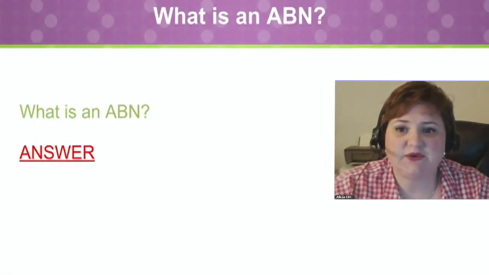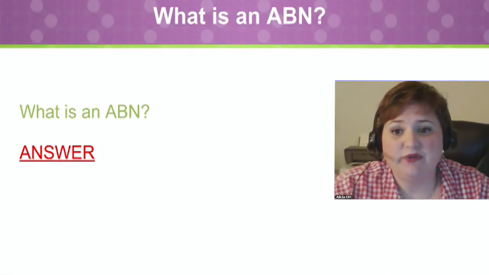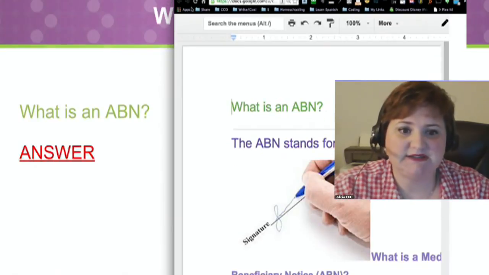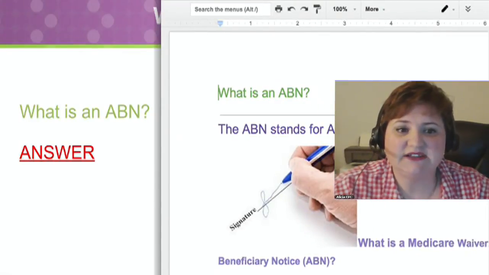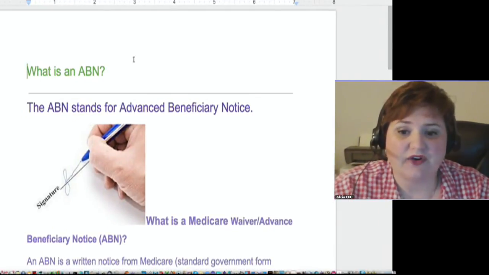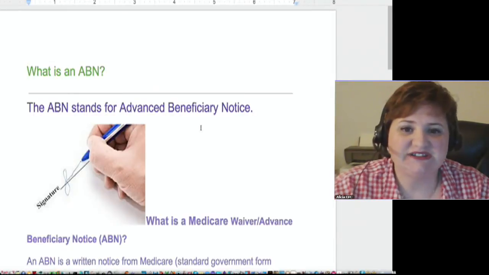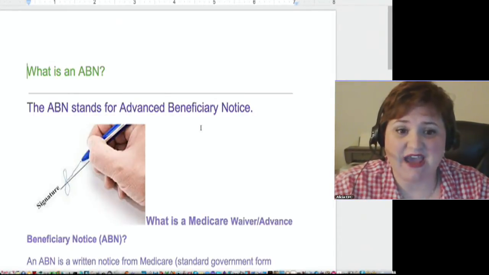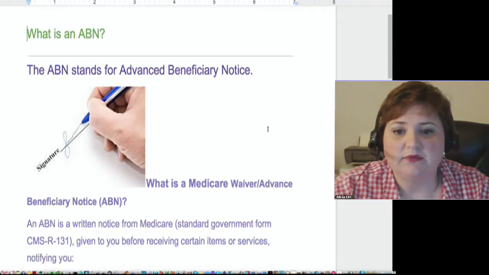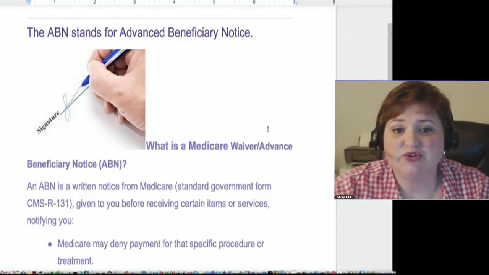This is a fantastic question because in both the coding and billing world, you're going to need to know what an ABN is. ABN stands for Advanced Beneficiary Notice, and this deals with Medicare. It's a Medicare waiver, actually, and nobody's going to say Advanced Beneficiary Notice. They're just going to say ABN. And the only people that have to deal with this are Medicare patients. But I got several little points here about ABNs and who uses them and why.